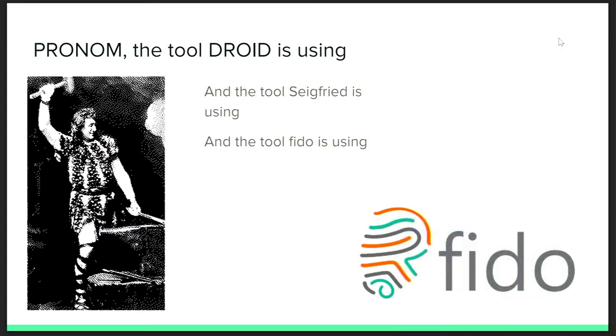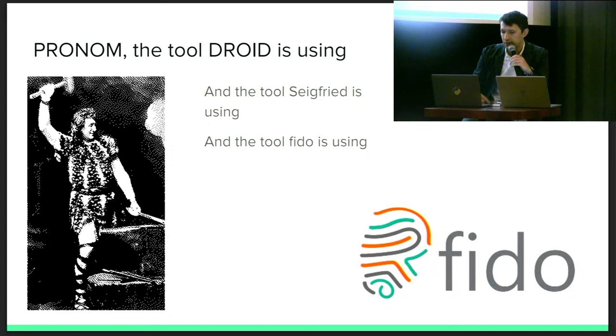Whether you're an Archivematica user, Libsafe user, Preservica user, Rosetta user, or user of a number of other digital repository systems, these tools are the foundational block for a lot of their workflows. Any and all of these tools actually rely on the same database to characterize files based on a bunch of format profiles. That database is called PRONOM, and it is maintained by the National Archives of the UK.